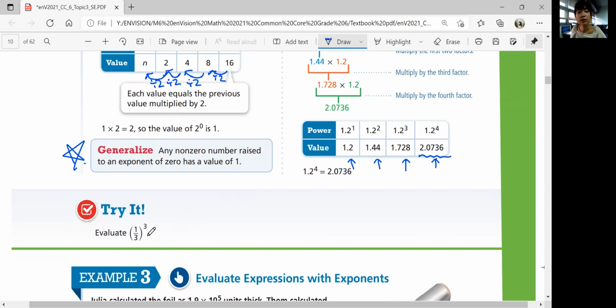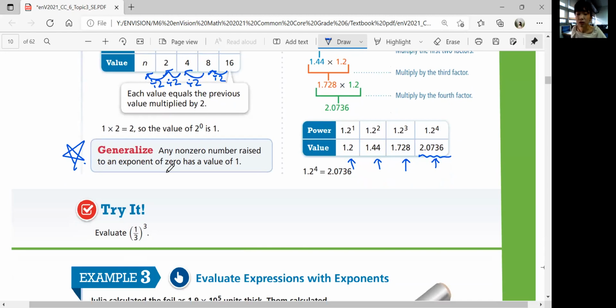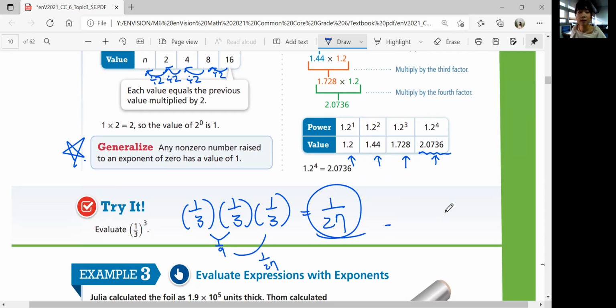Let's look at try it. Can you evaluate 1/3 to the power of 3? So now you have a fraction. What does that mean? 1/3 times 1/3 times 1/3. You're multiplying 1/3 3 times. So what is it? 1/3 times 1/3 is 1/9. 3 times 3, 1 times 1. 1/9 times 1/3 is 1/27. So 1/3 to the 3rd power is 1/27.